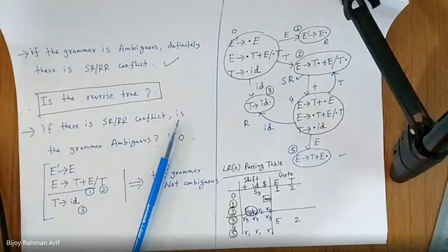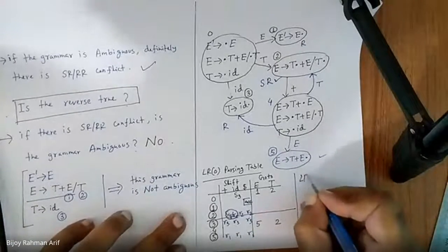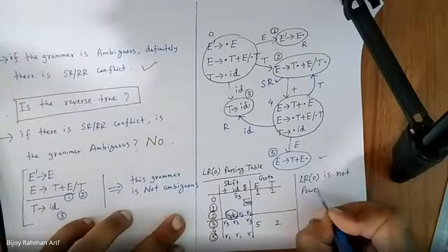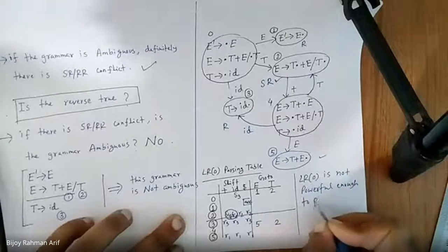The grammar is not ambiguous. Fine. The grammar is not ambiguous, but still we cannot use an LR0 parser for parsing this grammar. So what can we say? Come on, you already gave the answer. Why are you taking time? It says LR0 is not powerful enough to parse this grammar.